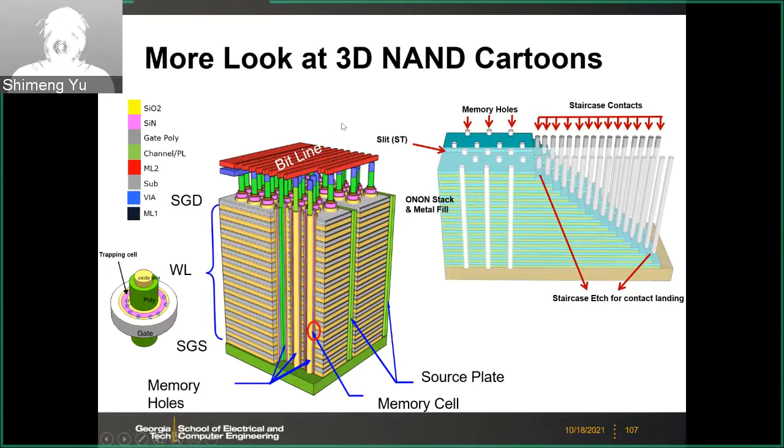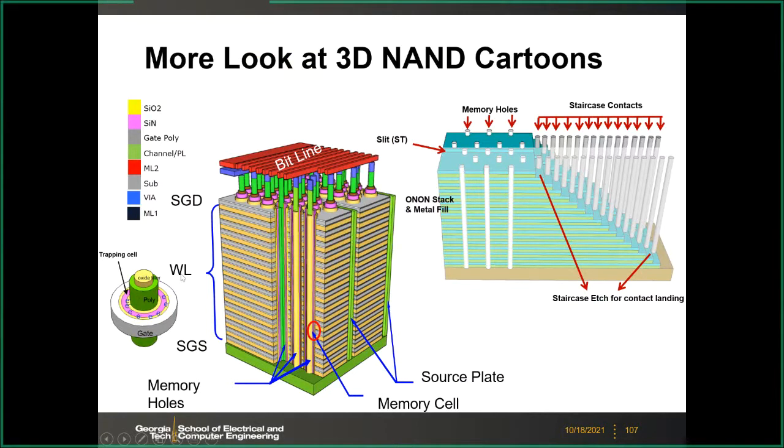Here I like this schematic, because you can look at the 3D view of the design. This is a staircase region as we discussed before, and then you have the memory holes, or the pillar. So you need to dig a trench and then make this vertical pillar region. And then at the end of the pillar, you need to make these bit lines.